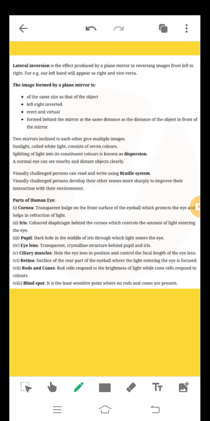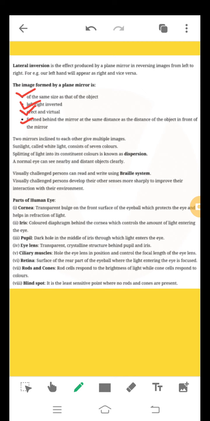When we see an image formed in a plane mirror, this image has particular characteristics. The image formed in a plane mirror is always of the same size as that of the object. It is left-right inverted. The image formed is erect and virtual. It is always formed behind the mirror at the same distance as the distance of the object in front of the mirror. Now, two mirrors inclined to each other give multiple images.